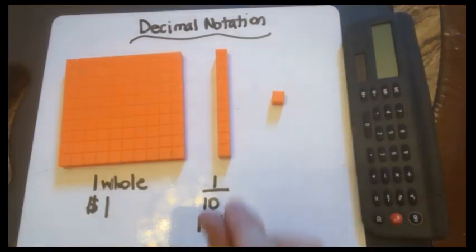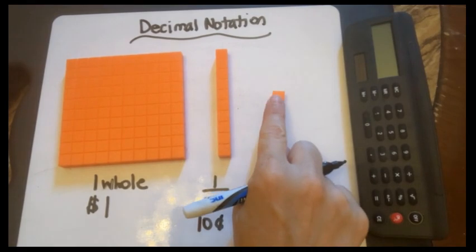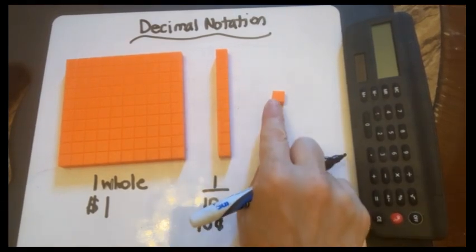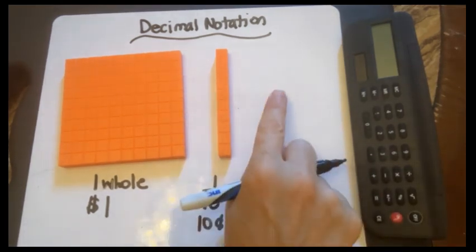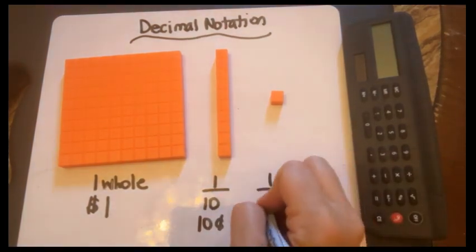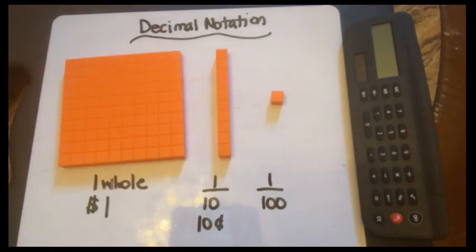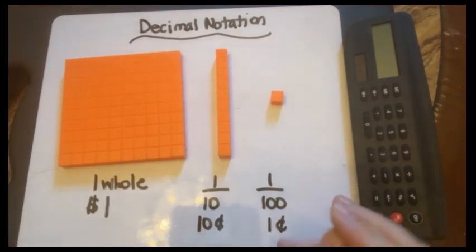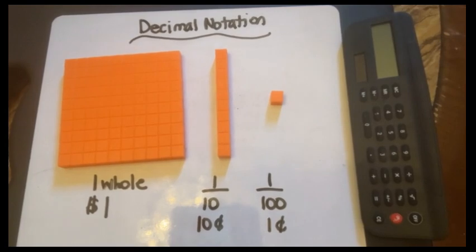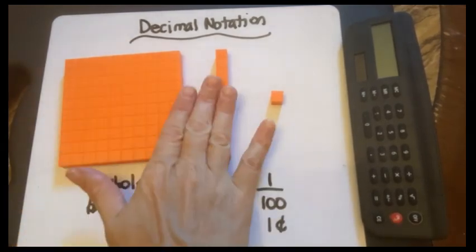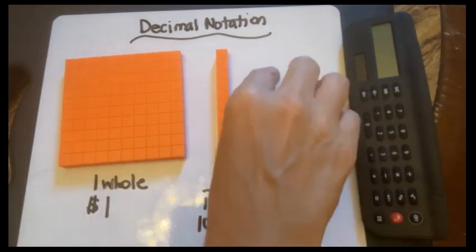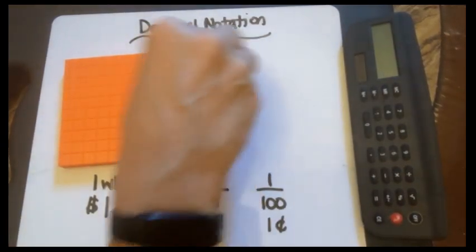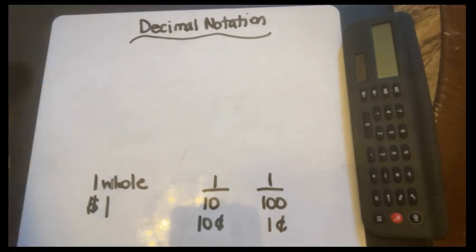And then our unit here is the smallest of them all. And the unit, there's 100 of them in this whole. So this is only 1/100th of this whole thing. So think of this as a penny because there's 100 pennies in a dollar. So this is decimal notation. This is the fractions that we're going to be working with, the whole, the tenths, and the hundredths. And I wanted you to visualize that because we have students visualizing that with place value blocks.